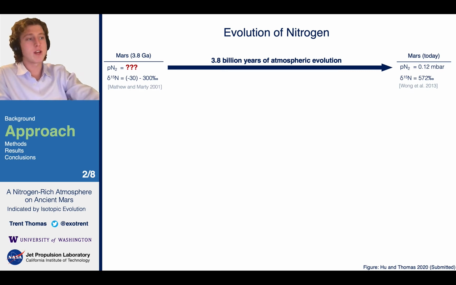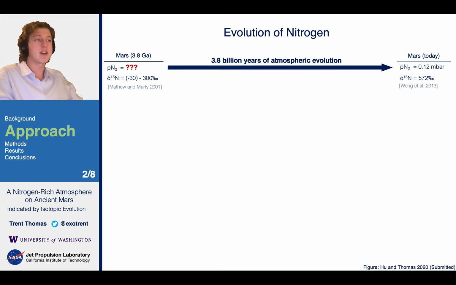We begin with N2 at ancient times, these times defined as 3.8 billion years ago, to avoid complications from the late heavy bombardment. We don't know the partial pressure of N2 at this time, and in fact, this is exactly what we are looking to constrain. But we do know the delta N15 value at this time, which is a measurement of the isotopic composition of atmospheric nitrogen. 3.8 billion years have passed since then, and today we know the present conditions of Mars.